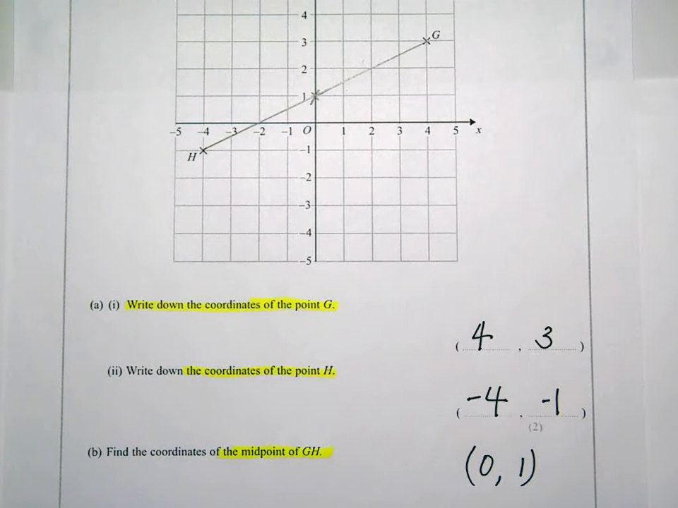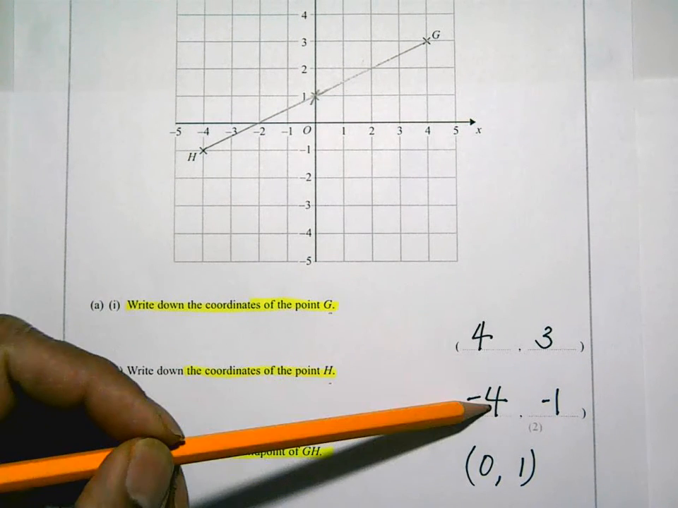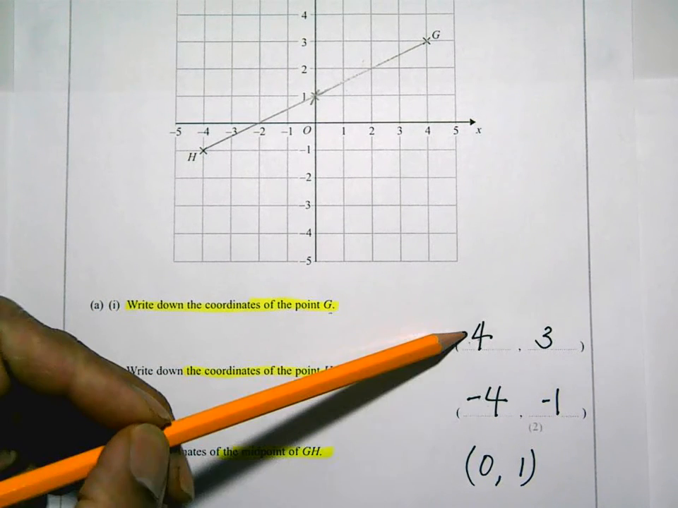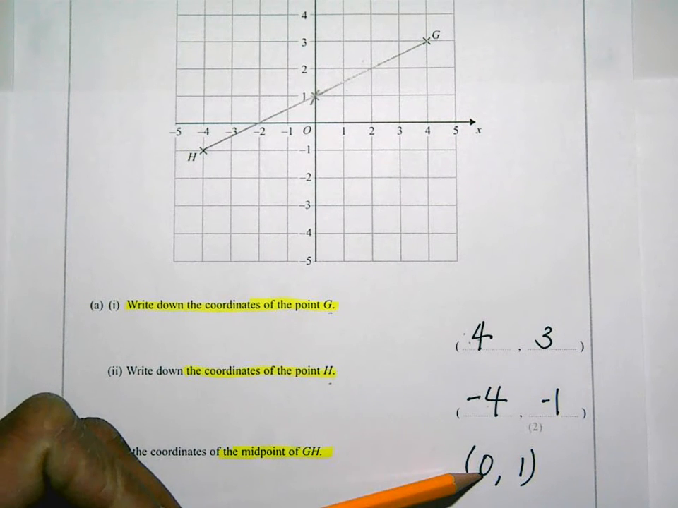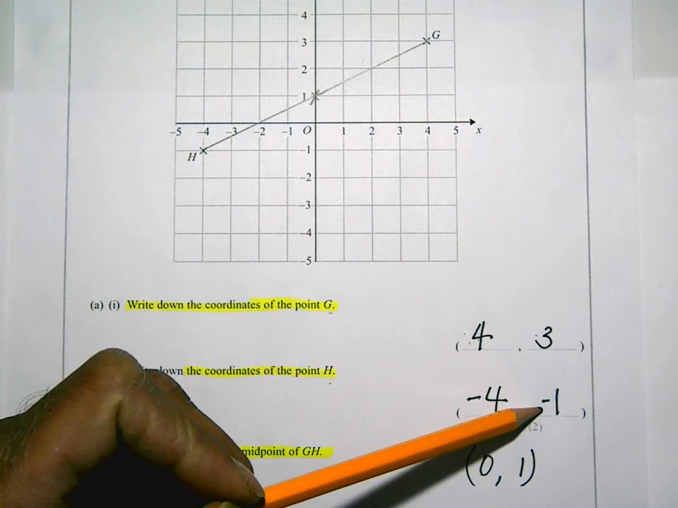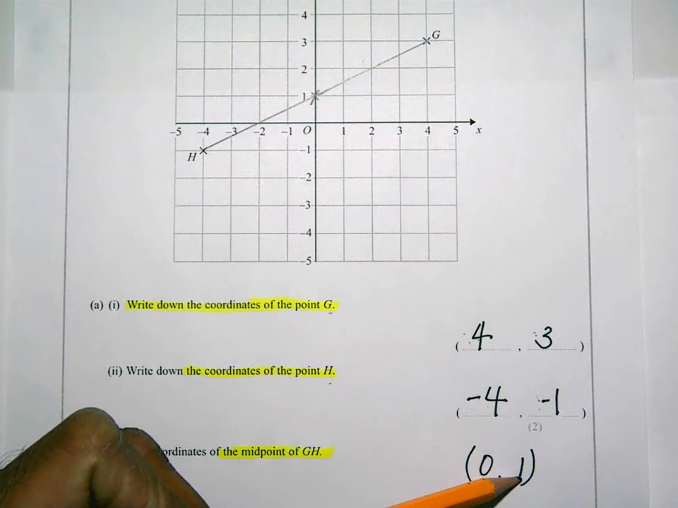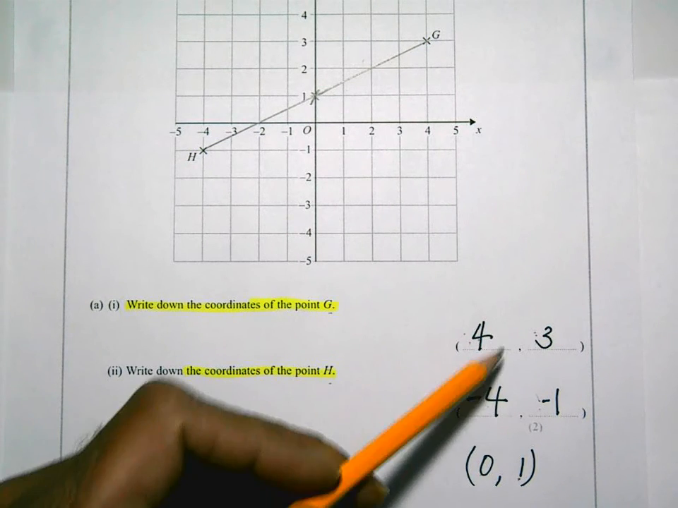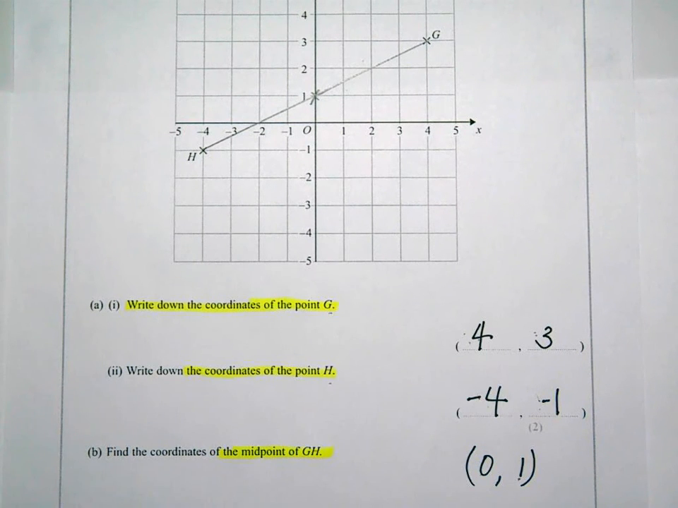The other way of doing it is you could add the coordinates of G and H. If you add them and divide by 2, that'll give you the midpoint. So if I add those two, 4 add -4 is 0. 0 divided by 2 is still 0. 3 add -1 is 2. And 2 divided by 2 is 1. So that does give me the midpoint. So remember, if you want to work out the midpoint of 2 coordinates, you could also add the x parts, add the y parts, and after that, divide by 2 to find the midpoint.